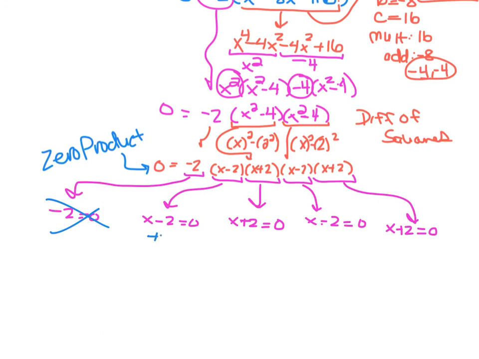This next one here, I'm going to add 2 to each side. So I find x is equal to 2. Here I subtract 2. So I have x is equal to negative 2. Here I add 2 again. So I have x is equal to a positive 2. And here I subtract 2. So I have x is equal to a negative 2.